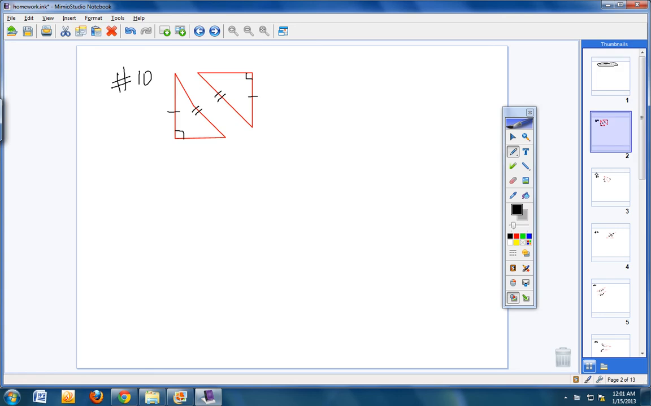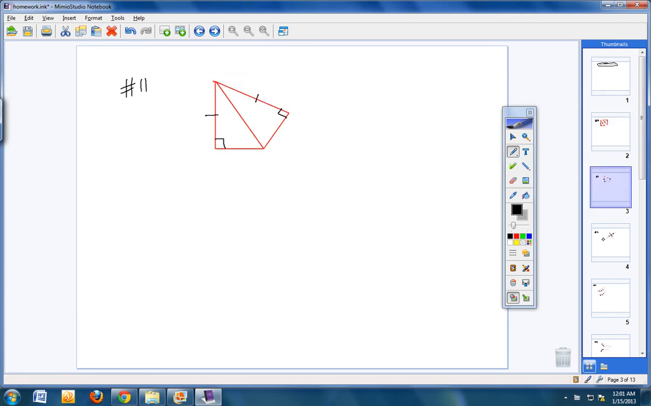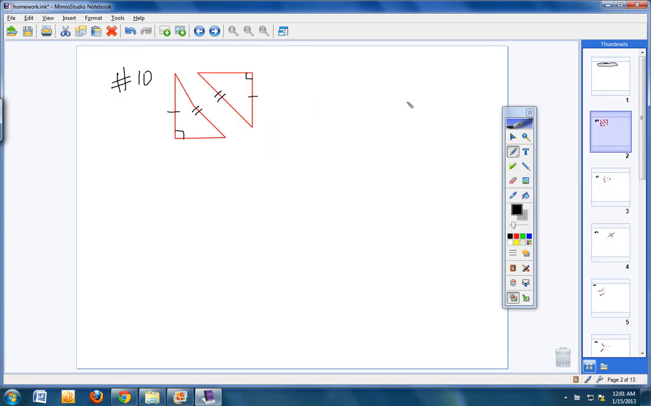Okay, on numbers 10, 11, and 12, what they're asking you to do is, can you use HL? Well, first of all, we have to have right triangles. Do we have right triangles? Yes, we do. Next, we have to have a hypotenuse congruent to a hypotenuse. Well, we do. This hypotenuse is congruent to this hypotenuse here. Then we have to have a leg congruent to a leg. Well, I've got a leg congruent to a leg. So the answer is yes, we're good.